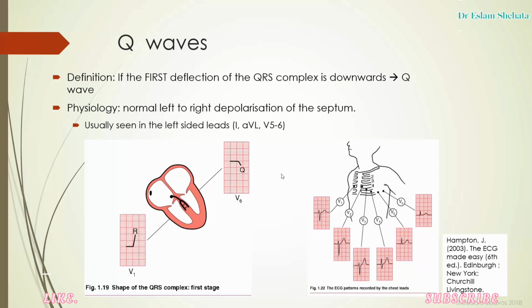Alright. So for it to count as a Q wave, it has to go downwards, and it has to be the first part of the QRS complex. Now physiologically it's caused by the septum. It usually depolarizes left to right, and so that causes some small Q waves in the left-sided leads. So lead 1, AVL, V5 and 6, perfectly normal to have some Q waves in those leads.